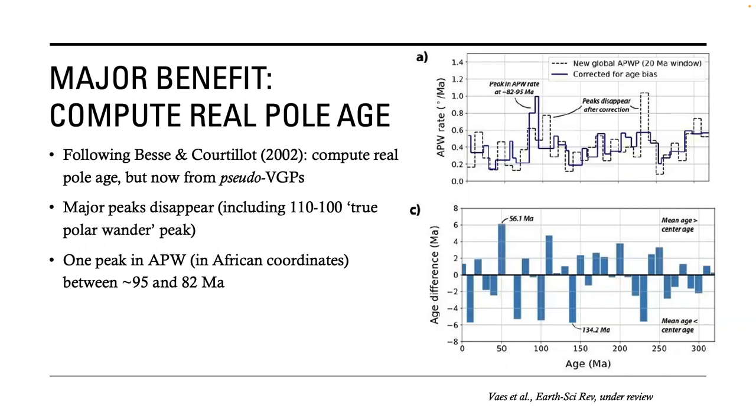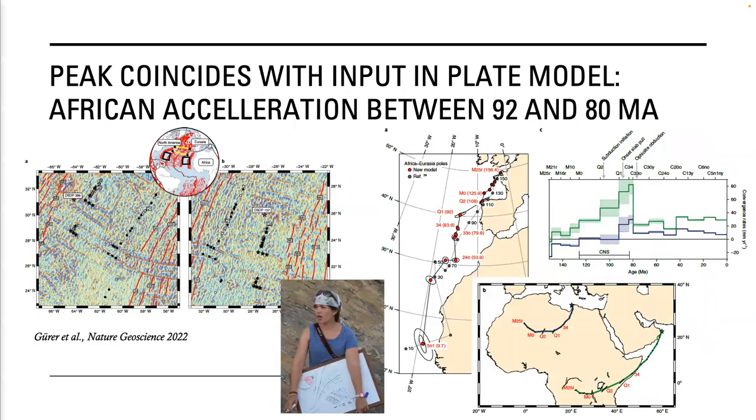So we get a very gradual apparent polar wander path for Africa. This is in African coordinates. Should we rotate this into Indian coordinates, we get a spike, of course, because India has a spike. We have one spike left between 95 and 82 million years. And that spike is one that we put in. This is Daria Gurer, and she wrote a paper last year in Nature Geoscience, whereby we have new poles from the Superchron based on variations of magnetic noise. And they show that Africa had a spike between 92 and 85, or 92 and 80 million years. So this spike in plate motion, we see back in the apparent polar wander path.